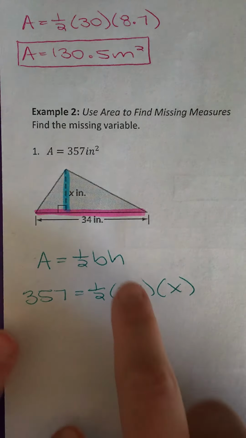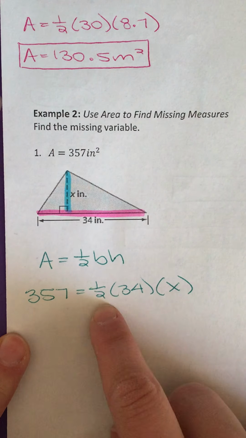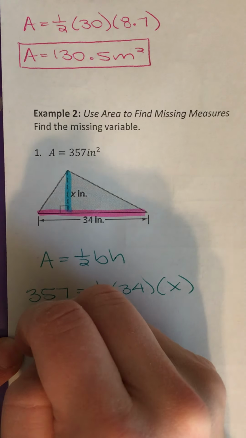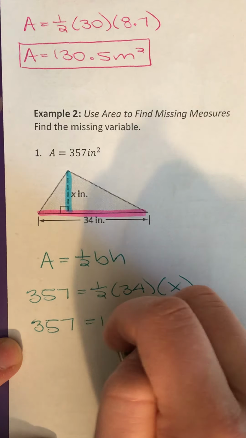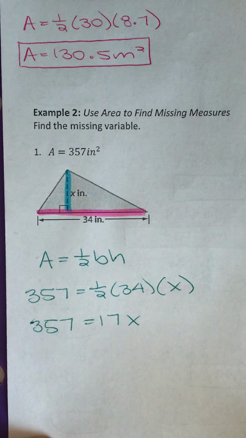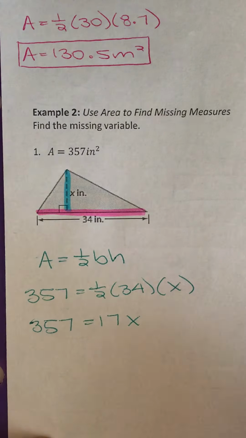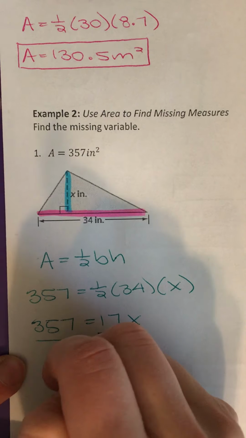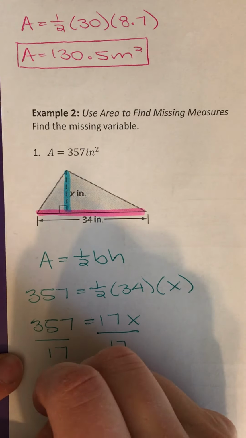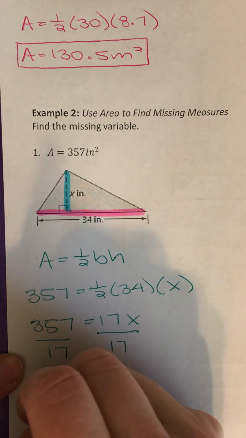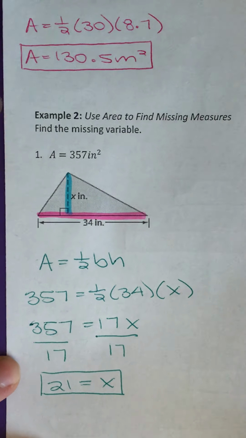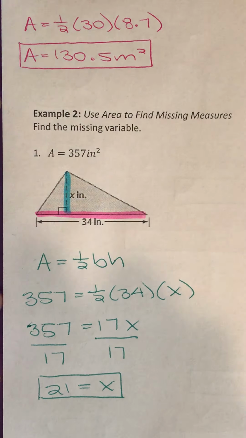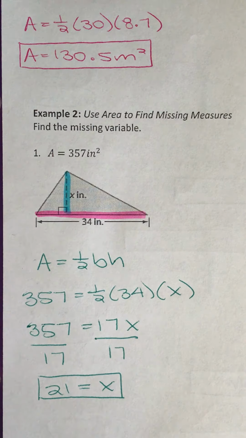So if you remember from earlier in the notes, I said that you could take half of one of the numbers. You don't have to take half of both of them. So half of 34 is 17. To get x alone, I'm going to divide both sides by 17. And I get 21 equals x. And if you really wanted to, you could plug that back in, take half of 34 times 21, and make sure that you get the area that is given.